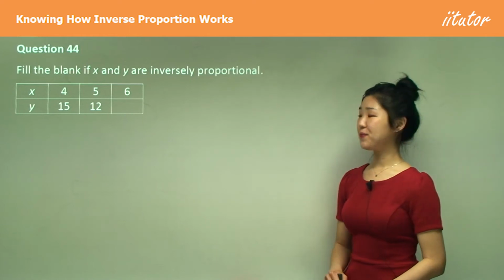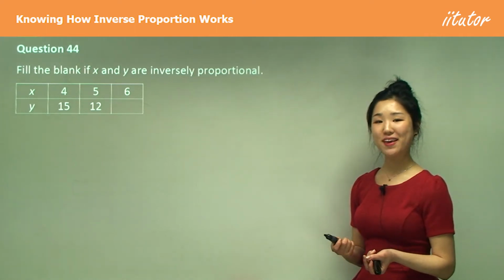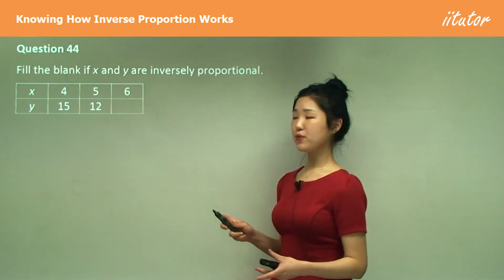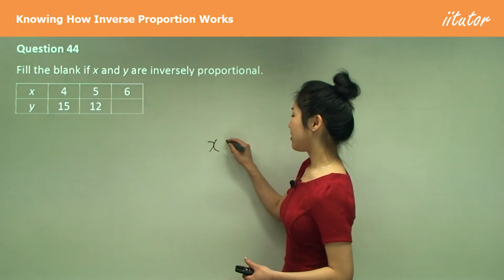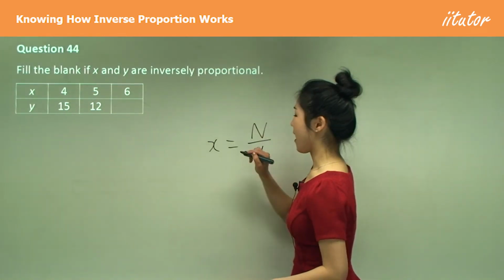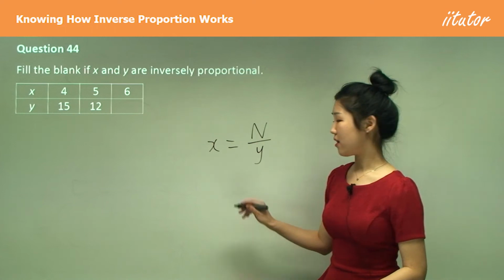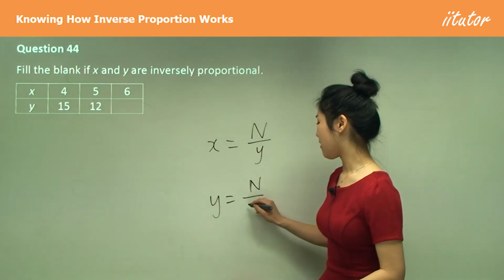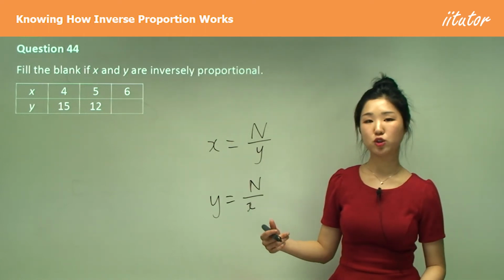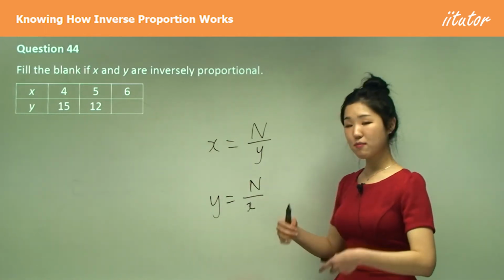Okay, question 44. Fill in the blank if x and y are inversely proportional. Now we know what inversely proportional means. They give us a little table of values. If x and y are inversely proportional, we can say that x equals some number, we'll call it n, divided by y. Or, because they're inversely proportional, I can swap around x and y. y is some number divided by x, where that number is the same. This means they're inversely proportional. Some number divided by y must be x, and some number divided by x must also be y.